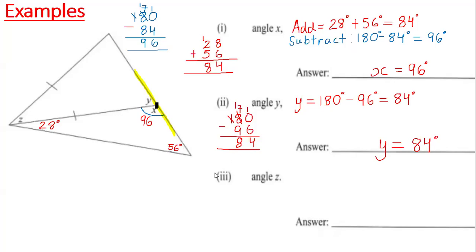Okay, good. Next, we have to figure out what Z is. What y'all got for Z? 12. I got 168. Take 168 from 180, you get 12 degrees. I got 12 degrees as well.